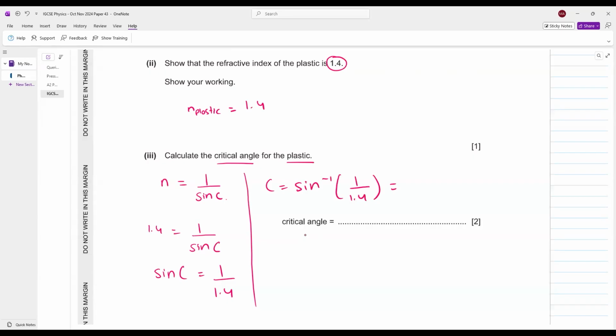What does this answer come out to be? Sine inverse 1 divided by 1.4. This comes out to be 46 degrees as your answer. This is your critical angle. Easy peasy, lemon squeezy. Let's further move ahead.